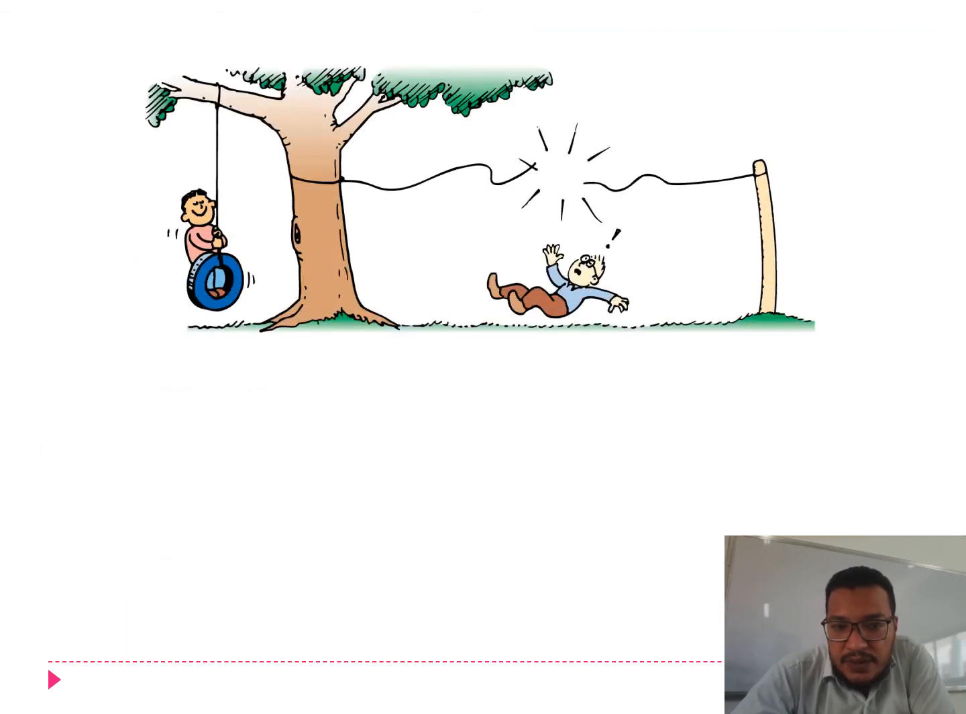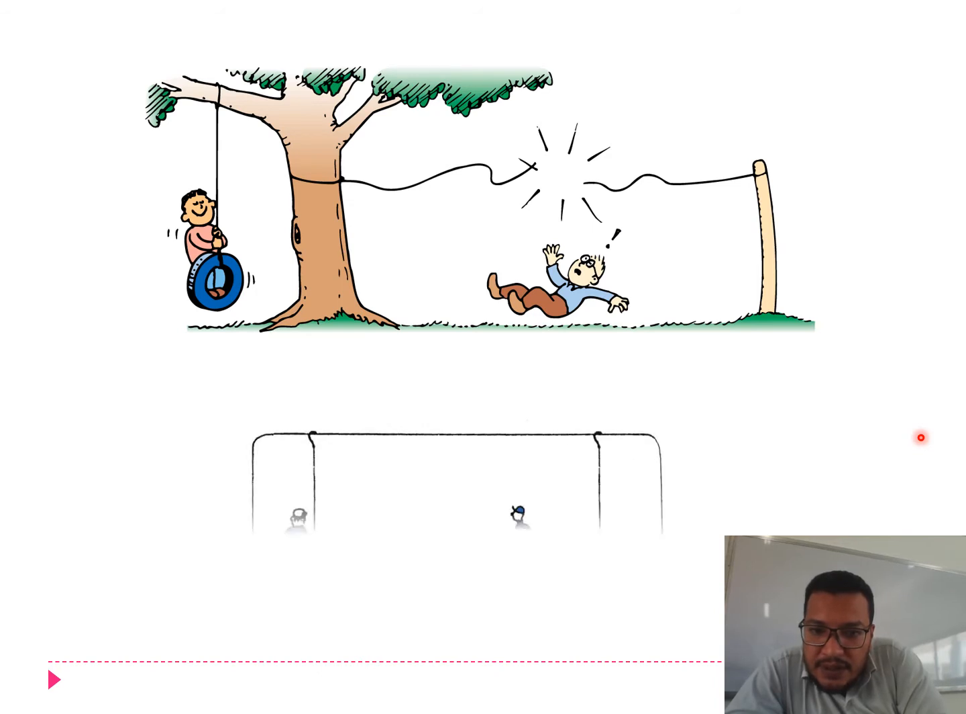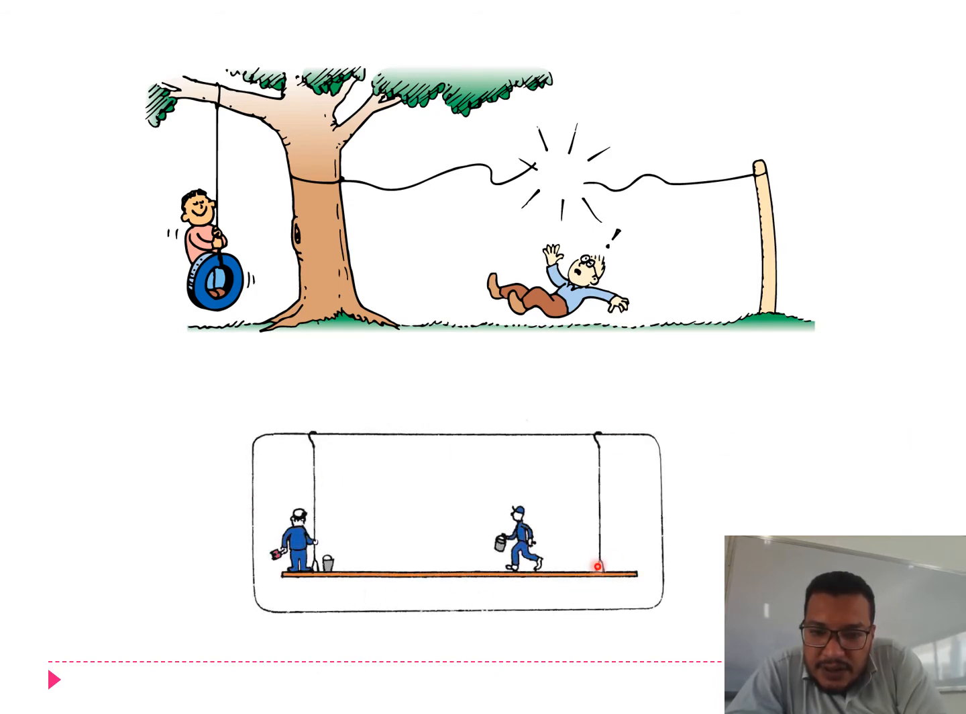Look to these boys. The first one catches a string and they make a tension, and here he falls down because the string is cut. Here are two men on a rod, and here is a string, and here is a string, and the man walked to another man. The weight of the first, the weight of the second.